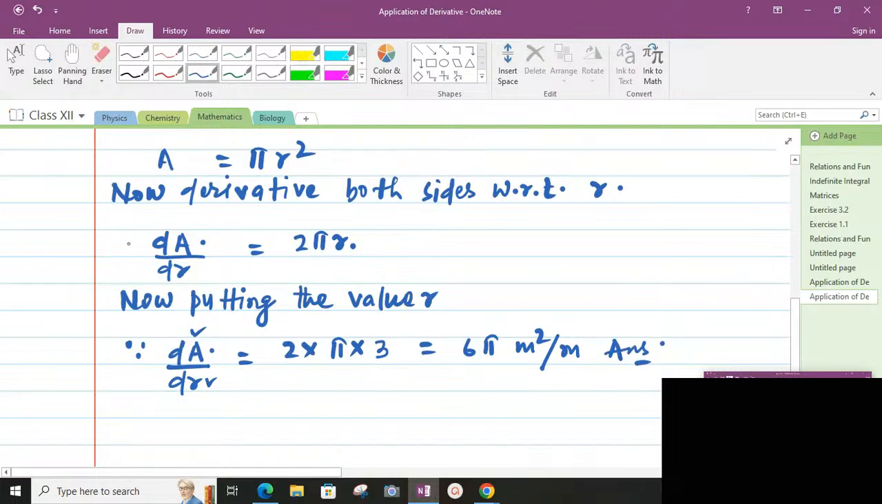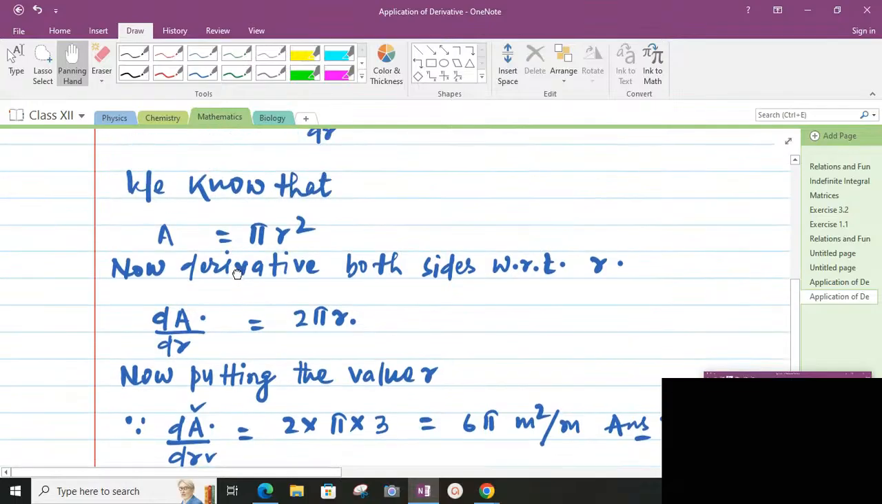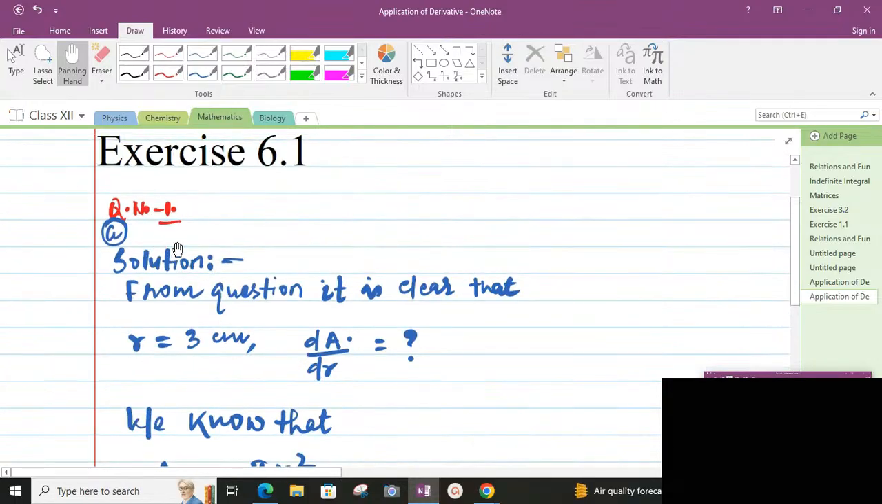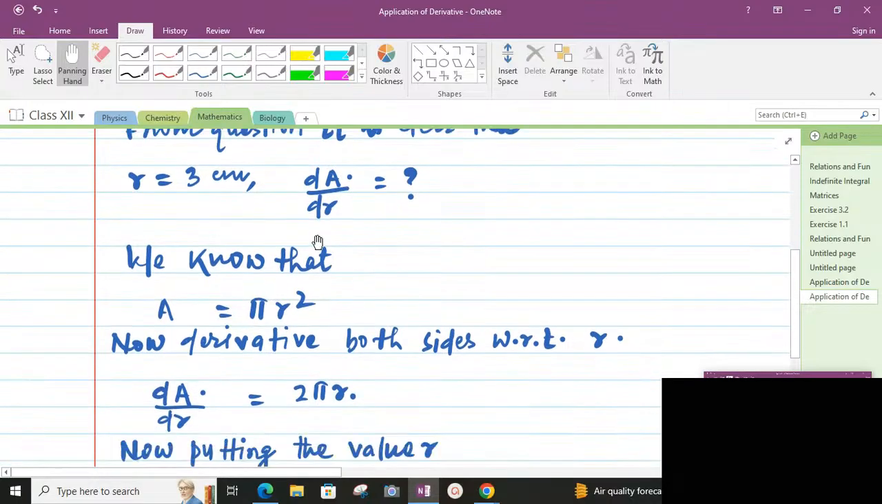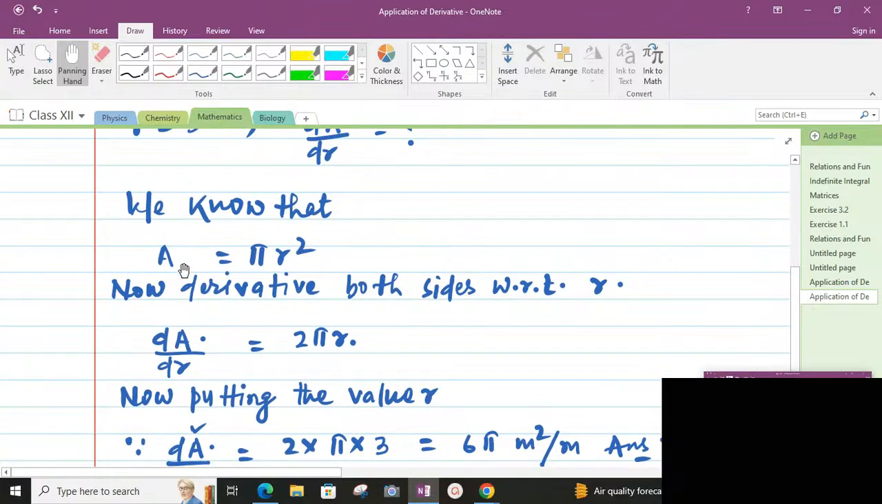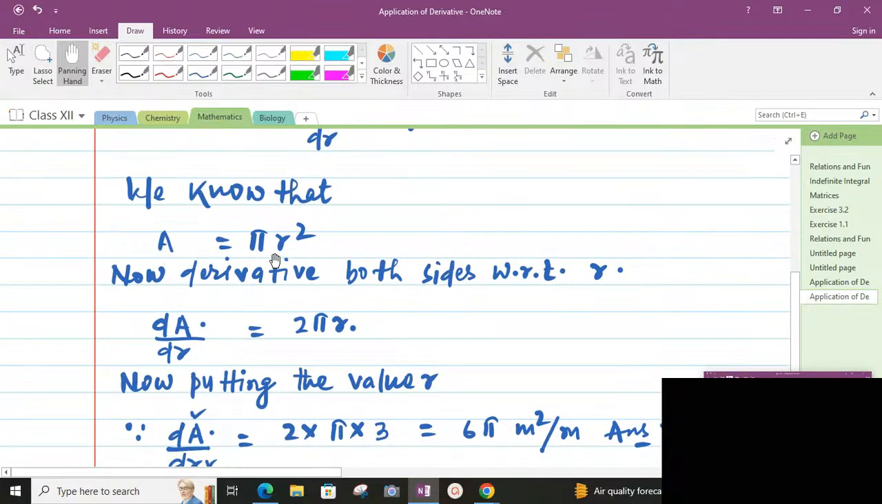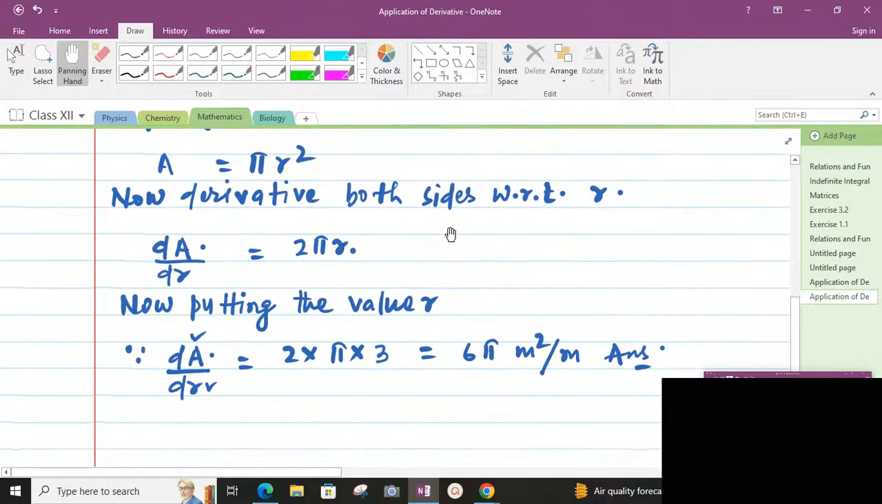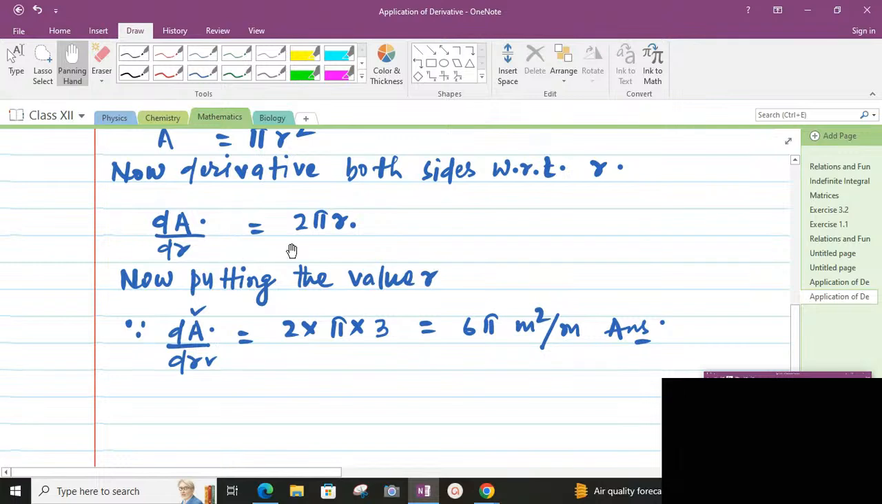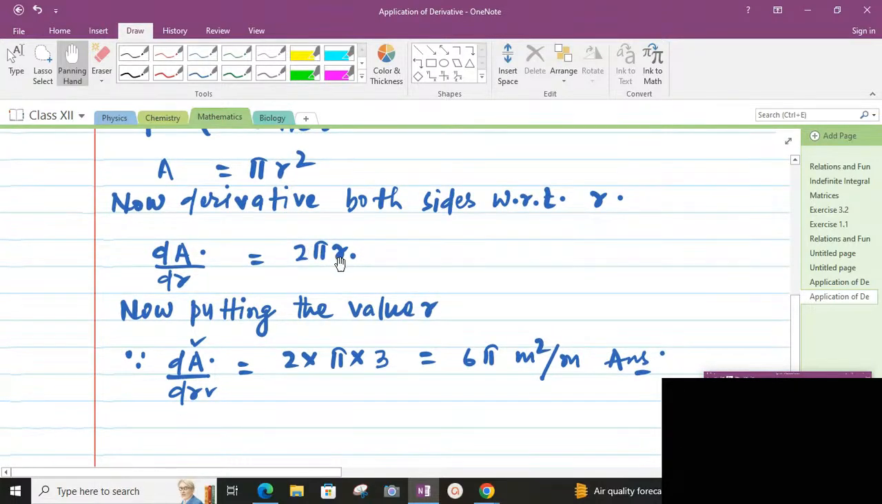Is there any problem in understanding the solution? Let's see once again. From the question, it is clear that r equal to 3 centimeter. It asks us the value of dA by dr, and we know that A, the area of a circle, which is generally denoted by A, equal to pi r square. Now differentiate both sides with respect to r. In the left hand side we get dA by dr, and in the right hand side it will be 2 pi r.